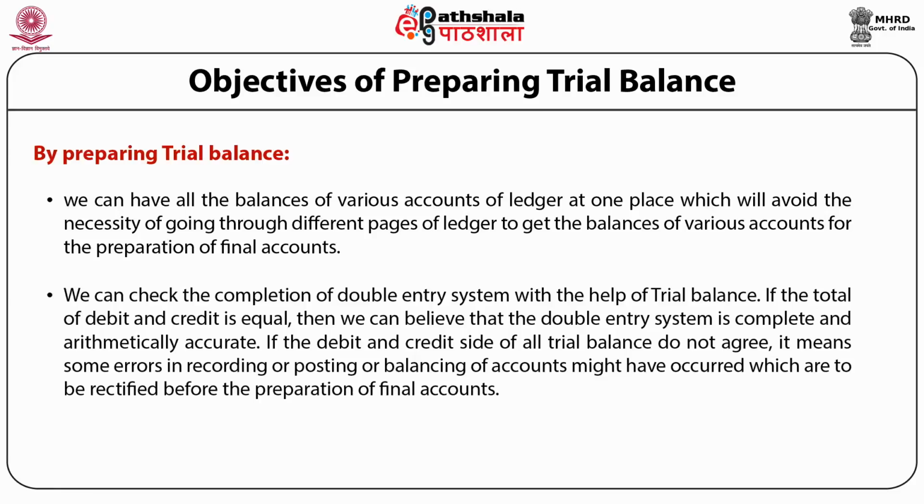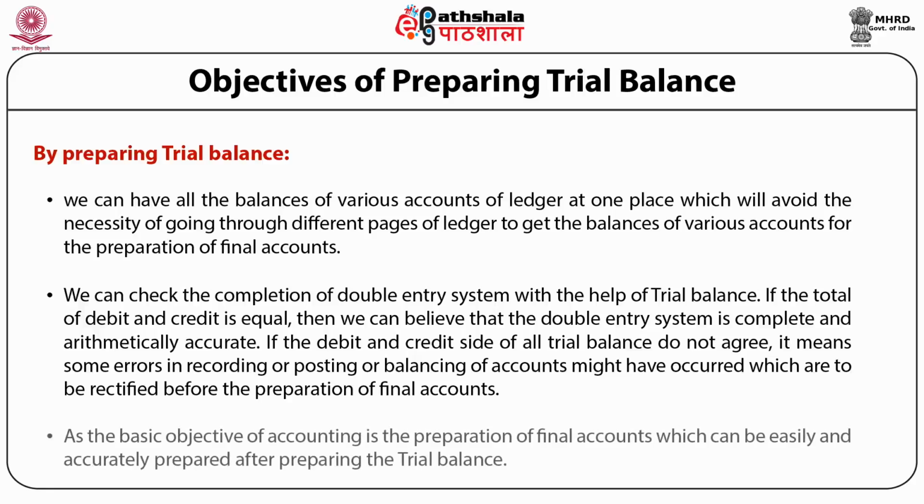If the totals of debit and credit are equal, then we can believe that the double entry system is complete and arithmetically accurate. If the debit and credit sides of the trial balance do not agree, it means some errors in recording or posting or balancing of accounts might have occurred, which are to be rectified before preparation of final accounts. As the basic objective of accounting is the preparation of final accounts, which can be easily and accurately prepared after preparing the trial balance.